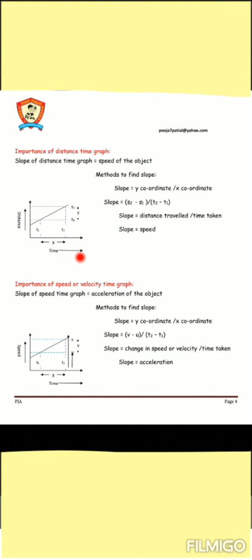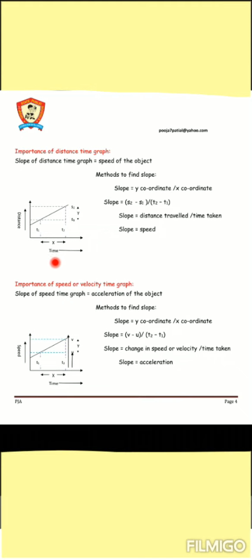Let T2 be another time at which distance travelled is S2. Then the total distance from here to here is S2. The total distance from here to here was S1. So the difference will be S2 minus S1, and similarly the time difference will be T2 minus T1.